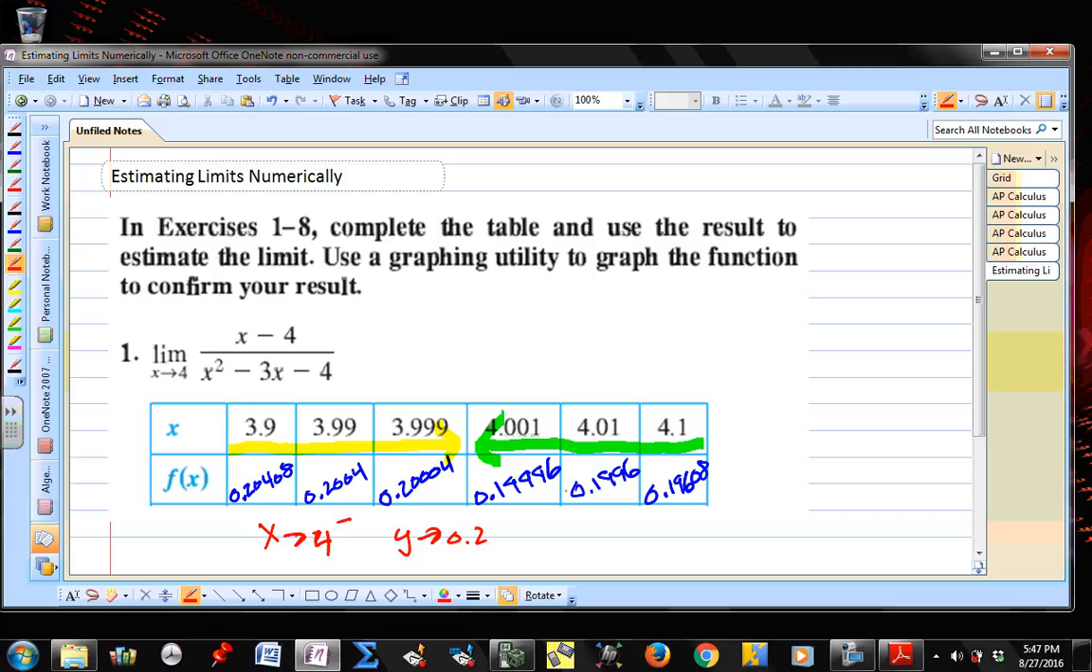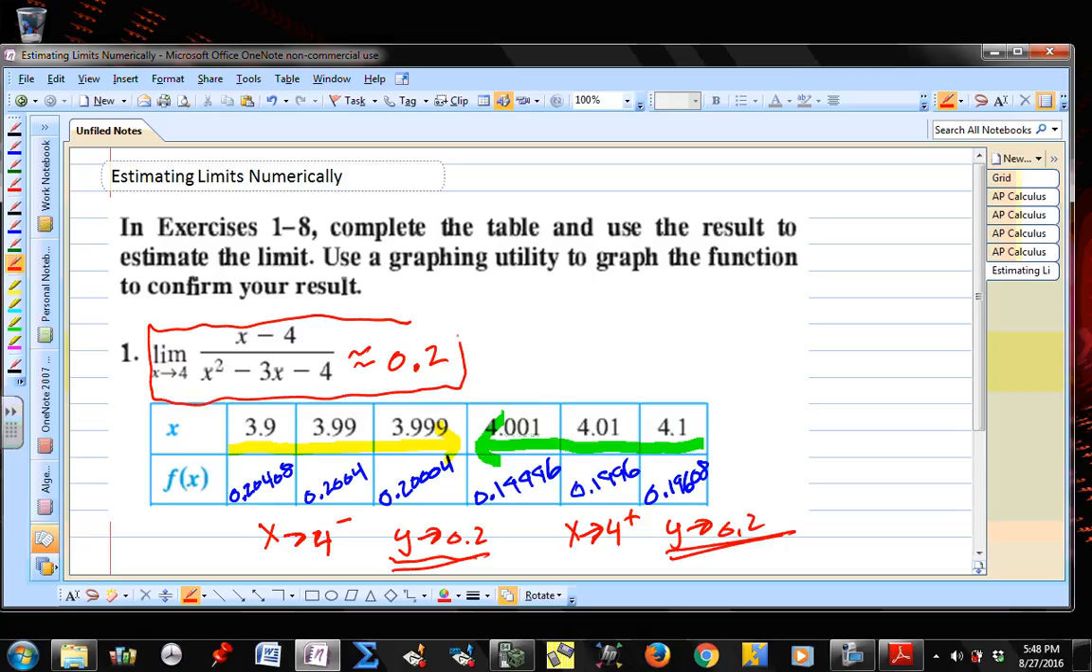So 0.1999999. We'd say as x approaches 4 from the right, y is approaching 0.2. Since y is approaching the same value from both sides, we would say that this limit is approximately 0.2. And this is how we'd use a data table. If our y values were approaching different values, we'd say the limit does not exist.